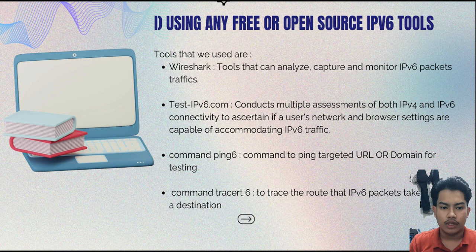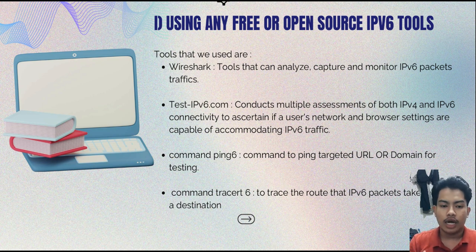The first one is Wireshark. Wireshark is a free open source tool. Wireshark is used to analyze, capture, and monitor IPv6 packet traffic. The next one is testipv6.com. This tool we can browse on Chrome, and it is used to conduct multiple assessments of both IPv4 and IPv6 connectivity to ascertain if a user's network and browser settings are capable of accommodating IPv6 traffic.